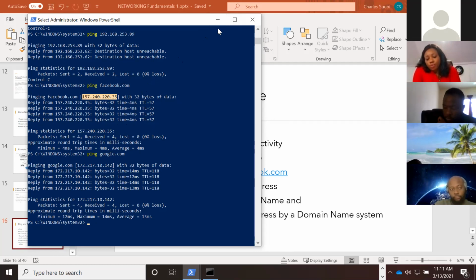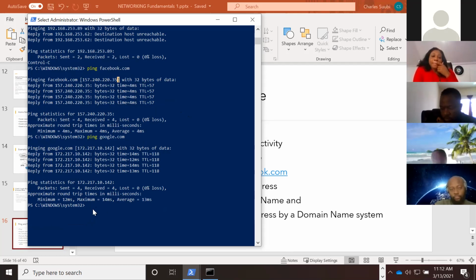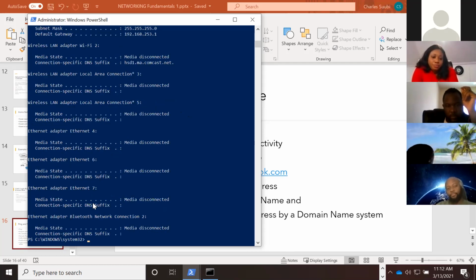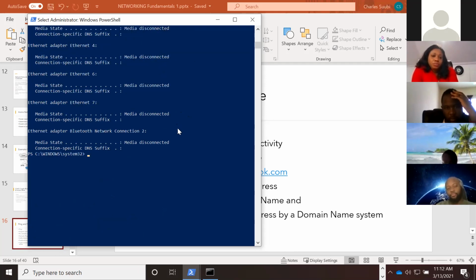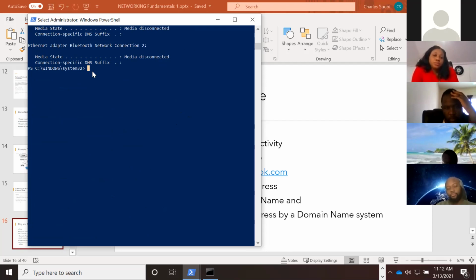I think for now, this should explain the concept of testing network connectivity between two devices or two servers. In this case, we're using Facebook. But for instance, right now, I'm in my office network. If I do an ipconfig, I should be able to get my IP address. Guys, my IP address is right here. It's a 0.62.